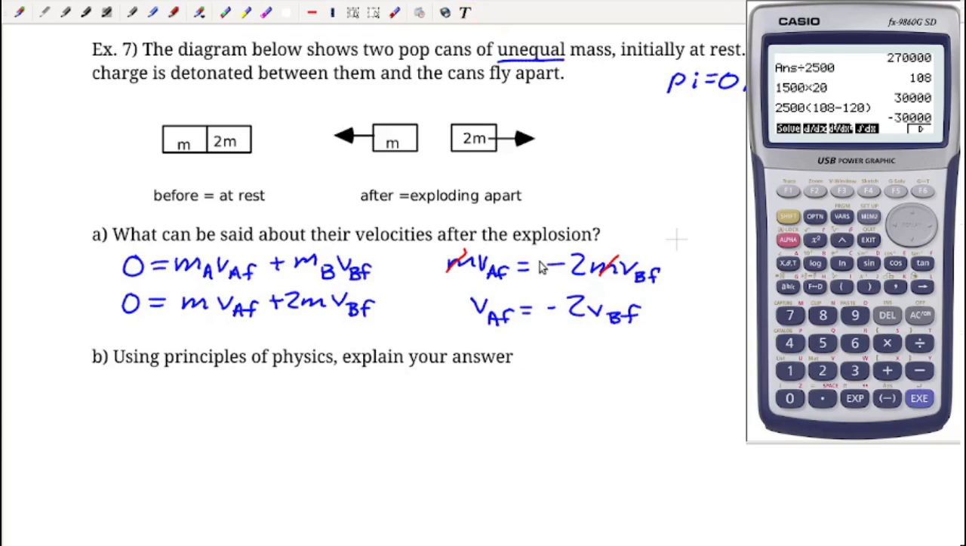So I'm going to write this down, actually write this out. So the velocities are in opposite directions. And the velocity of M, which was my VA, or my A, is twice the velocity of 2M. So one has twice the mass, therefore it has half the velocity. The other one has half the mass, it has twice the velocity. And that's what allows me to stay at 0.